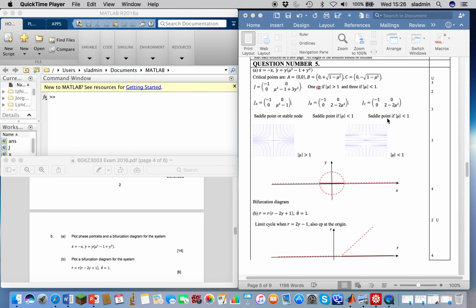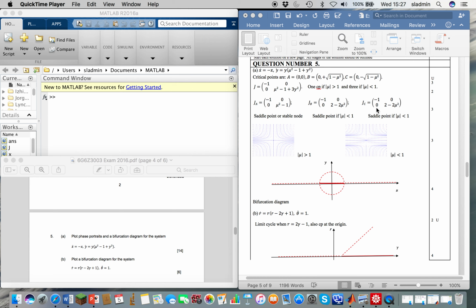Next, we need to work out the stability of the critical points. So we use the Jacobian. Again, we can substitute values for the critical points. So for example, when x and y are both 0, here is the Jacobian. And we can see that if the modulus of mu is less than 1, then this is a stable node, because both of these are negative, so that's stable. And if the modulus of mu is bigger than 1, then this becomes positive, so then we have a saddle point.